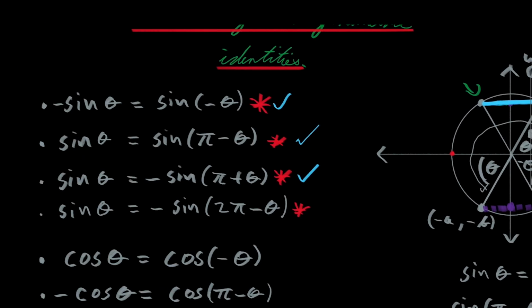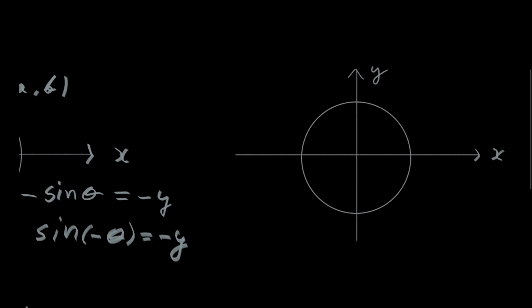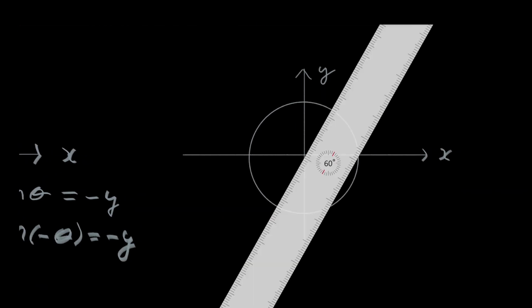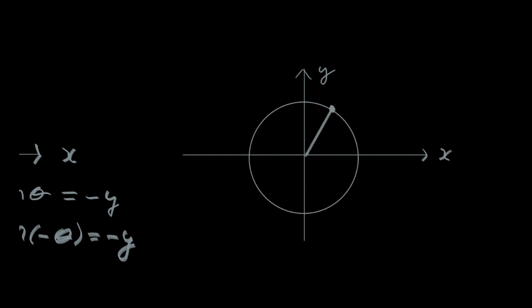Now, what was the identity? The sine of theta is equal to the sine of 2 pi minus theta. So let's take our ruler, a line from the origin to some point. This time I'll say that the point has coordinates a and b, right? And this defines an angle here, theta.